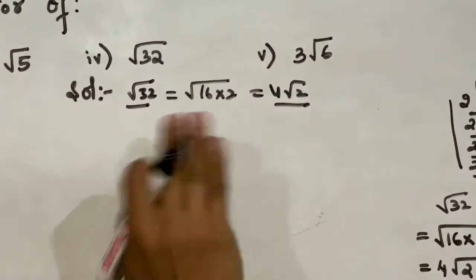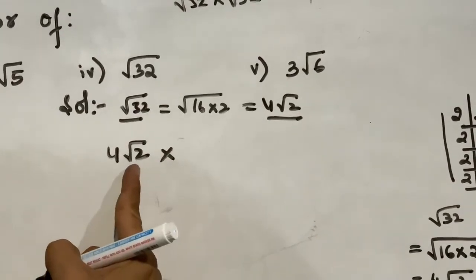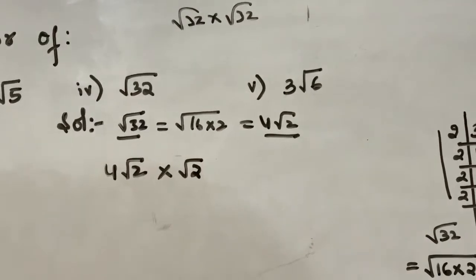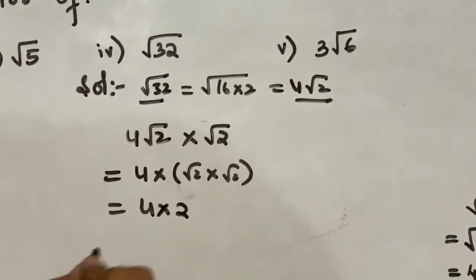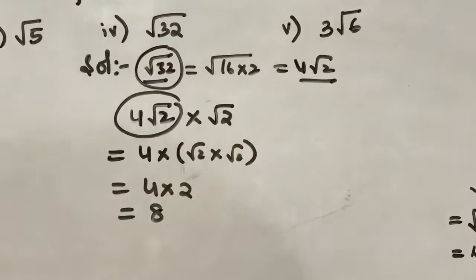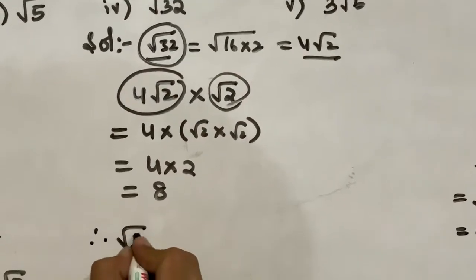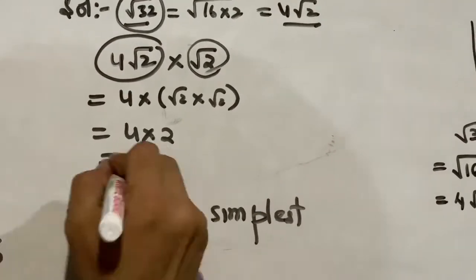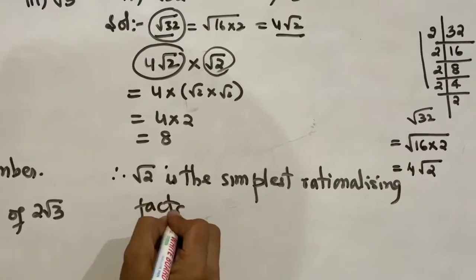These are equivalent. So what is the rationalizing factor of 4 root 2? Multiply by root 2, and you get 4 times root 2 times root 2. Root 2 times root 2 is 2, and 4 times 2 is 8, which is a rational number. So 4 root 2, like root 32, is an irrational number, and multiplying by root 2 gives a rational number. Therefore root 2 is the simplest rationalizing factor of root 32.